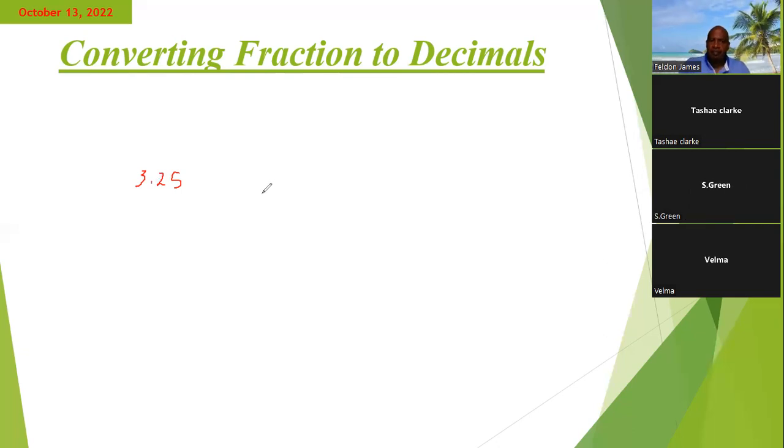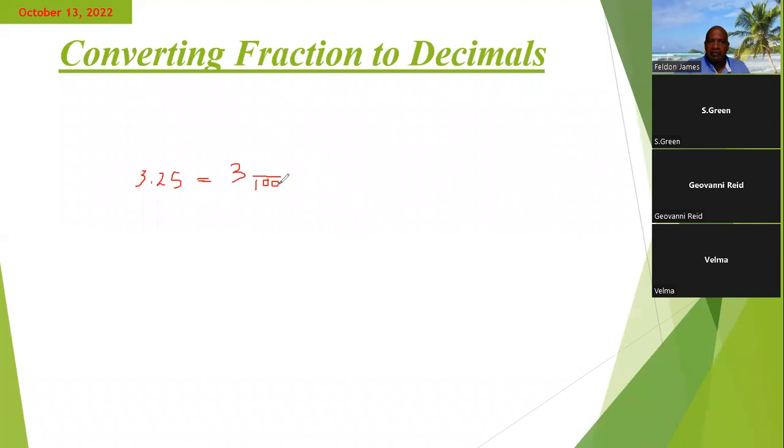3 and 25 over 100. Okay, so we would write 3, the number that comes before the point, as the whole number part. And the numbers that come after the point, we are going to put them over the respective powers of 10. So which power of 10 are we going to put this over? 10 to the which power? Second power. That means the denominator is going to have how many zeros? 2 zeros. All right.